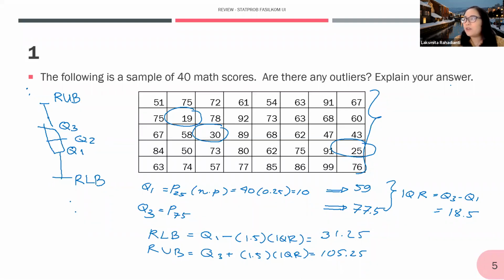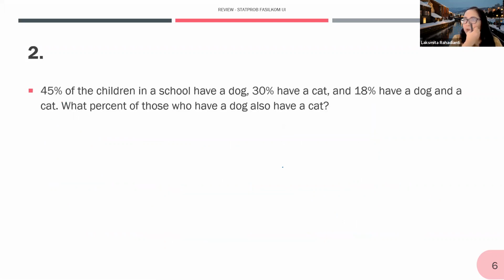What I'm expecting from you here, explain your answer, is for you to explain that since these values are less than the RLB, then they are outliers. As simple as that. Okay, moving on. Number 2.